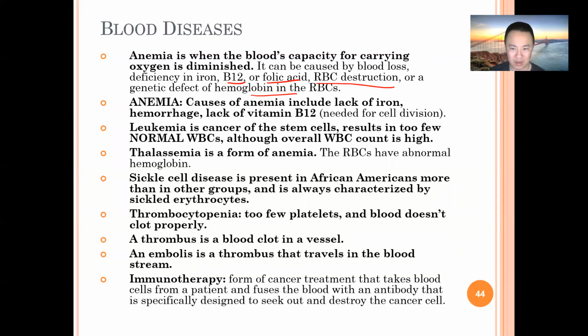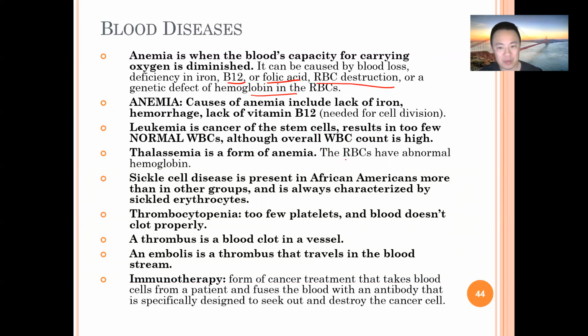Okay. Now, leukemia here is cancer of the stem cells, which results in too few normal white blood cells, although the overall white blood cell count may be high. Once again, when the body senses that the white blood cells aren't doing an effective job, it panics and sends out immature white blood cells, and that leads to a high white blood cell count. Doesn't necessarily mean that each one of those white blood cells is doing a good job.